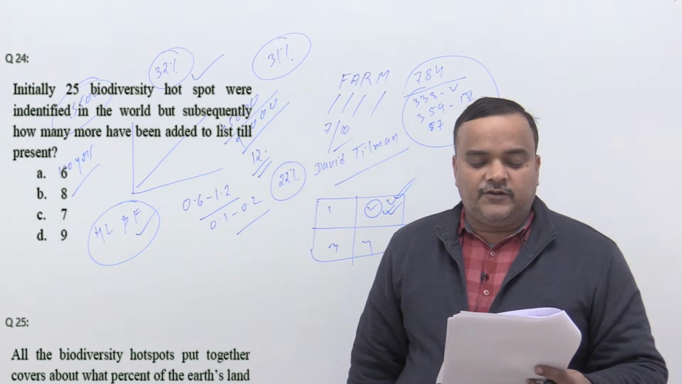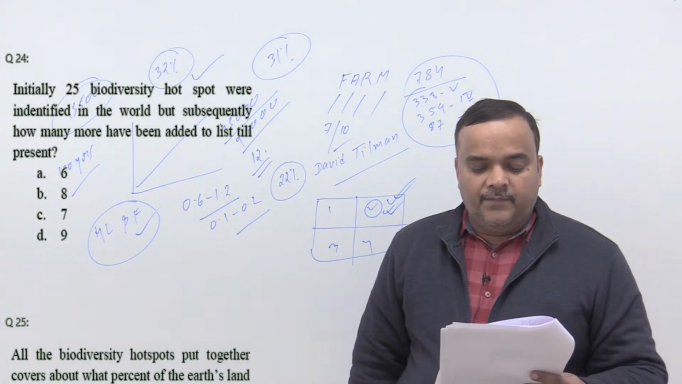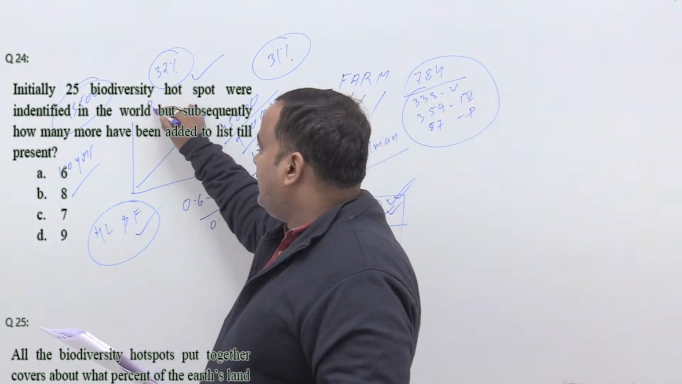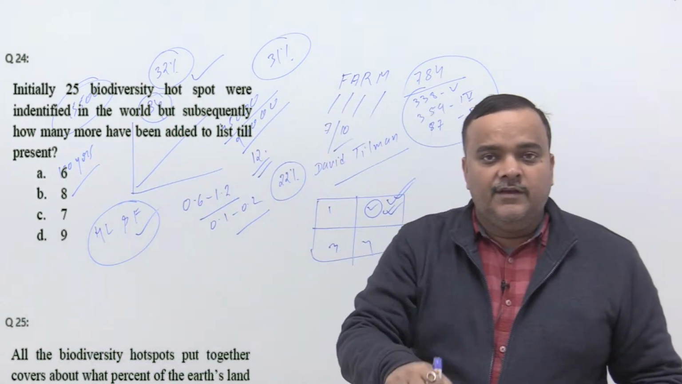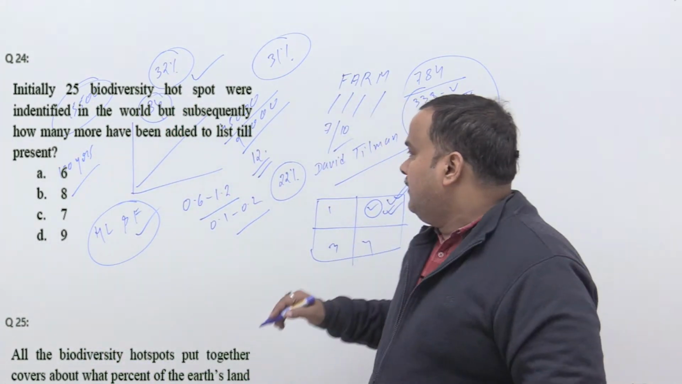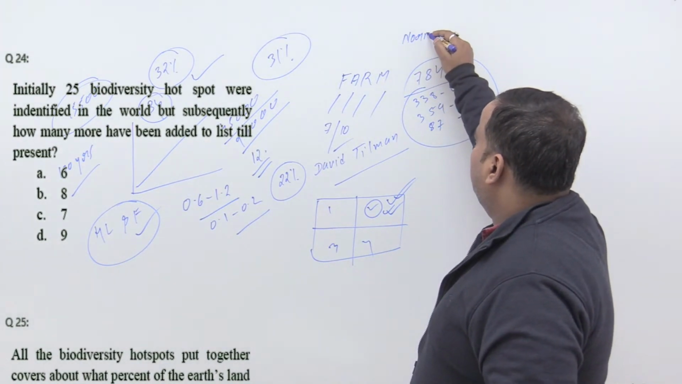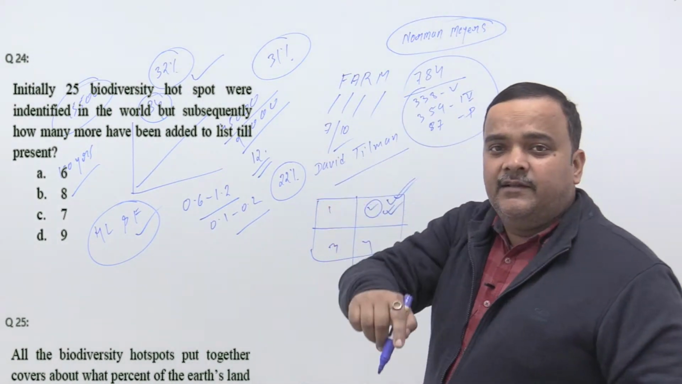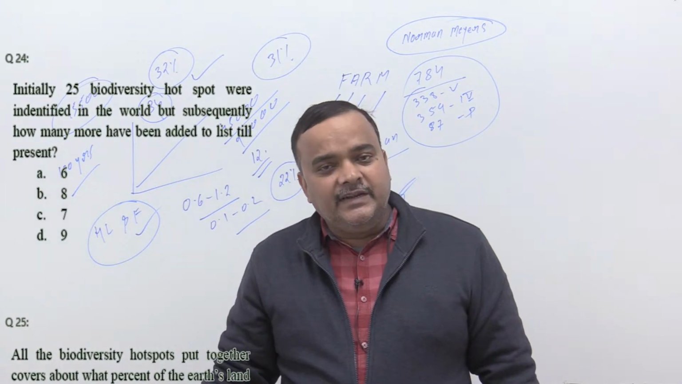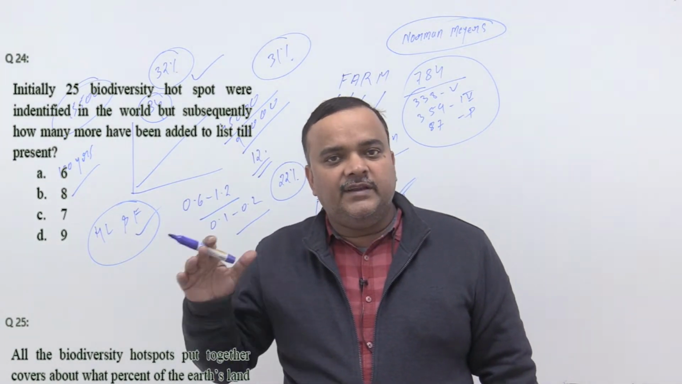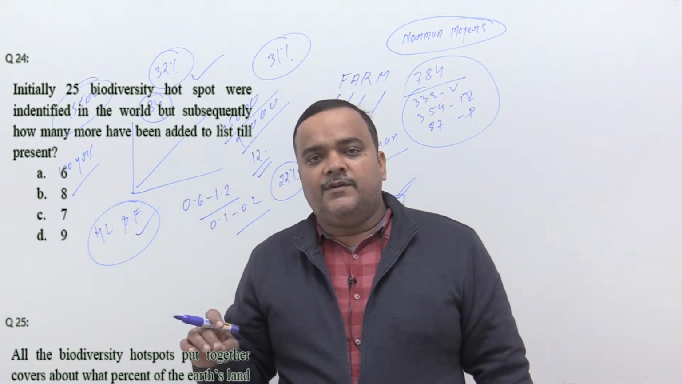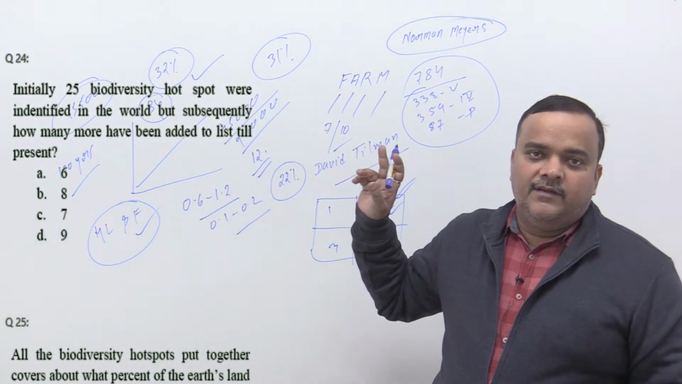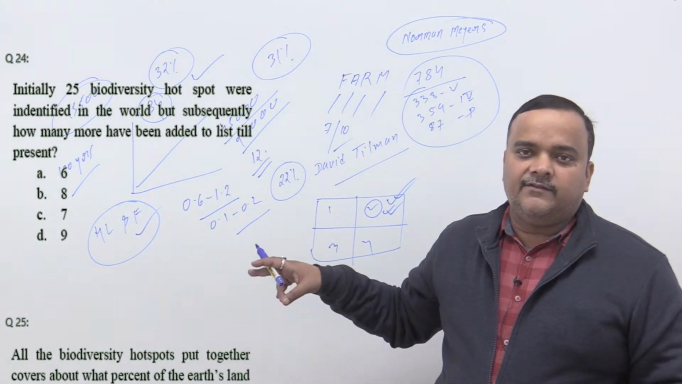Initially 25 biodiversity hotspots were identified in the world, but subsequently how many more have been added to the list till present? Nine more were added, so the total number is 34. And this topic is important this year because the person who gave the concept of hotspot, that is Norman Myers, died, I think, in October 2019. So now this concept is important. Even the name of Norman Myers is important, although it is not there in NCERT. Norman Myers proposed the concept of hotspot. So remember this name because this person died in October 2019. That's why it is important.